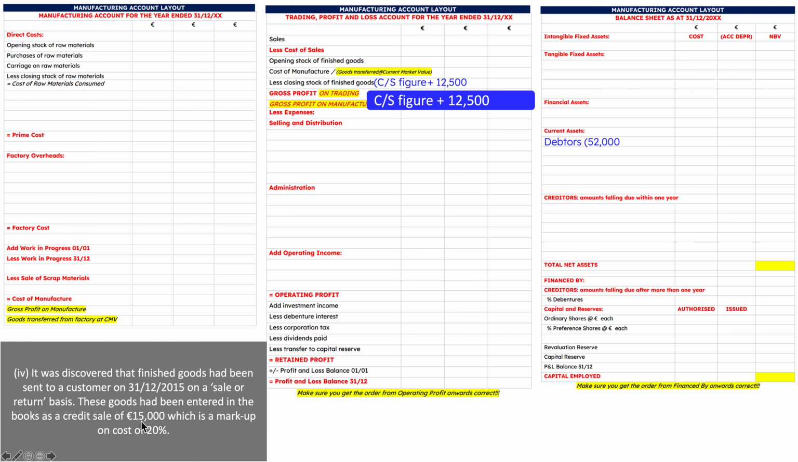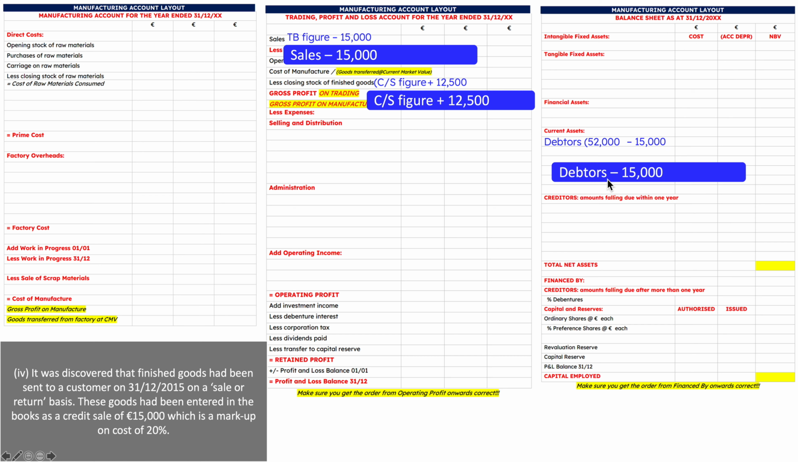How did I get that? I got that because 15,000 was the selling price, and that was 120%. So 15,000 divided by 120 multiplied by 100, and we have 12,500. That will also be added to closing stock here. Now I must actually make a note before I publish the notes that it always affects closing stock there as well. So then I need to take away the selling price, which is 15,000, from our sales figure and from our debtors figure. So that is that.